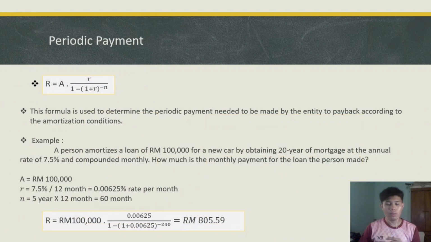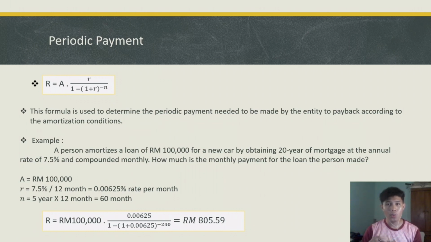So now we will proceed with the periodic payment formula. This formula is used to determine the periodic payment needed to be made by the entity to pay back their loan according to the amortization conditions. For instance, a person amortizes a loan of 100,000 ringgit Malaysia for a new car by obtaining a 20-year mortgage at the annual rate of 7.5% compounded monthly. So, how much is the monthly payment for the loan that the person made?